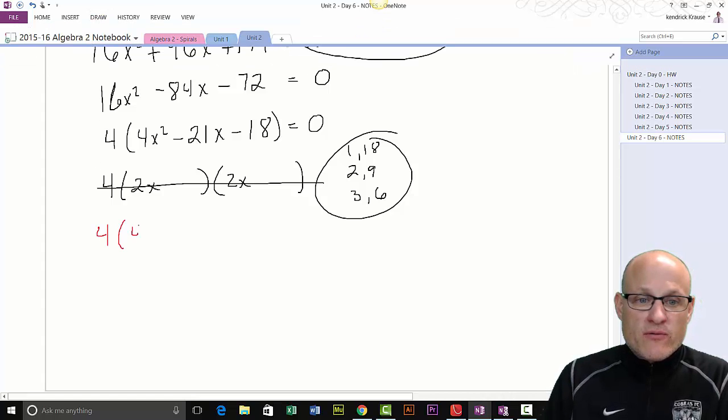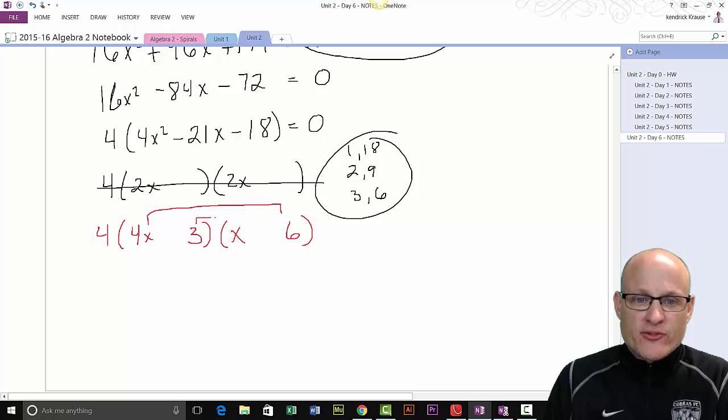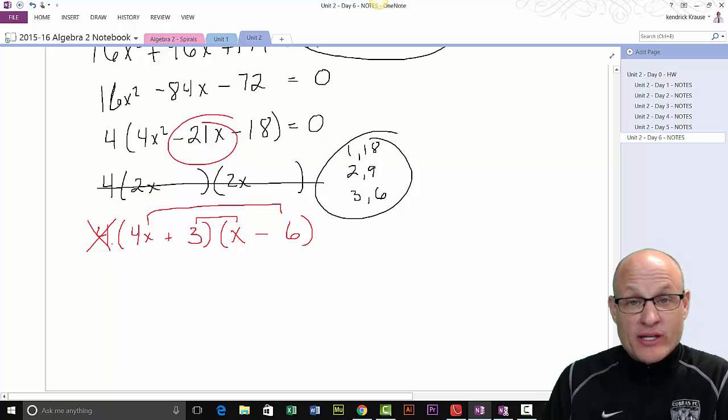So 4x and x. I'm going to try 3 and 6. I think that makes sense. Let's put the 6 here and the 3 here, because the 6 couldn't go with the 4 anyway. This is 24, and this is 3, and that makes 21. So we want negative, so that's negative, and that's positive. So this is not going to yield a solution. If there was an x out there, it would give me the answer 0, but it doesn't.